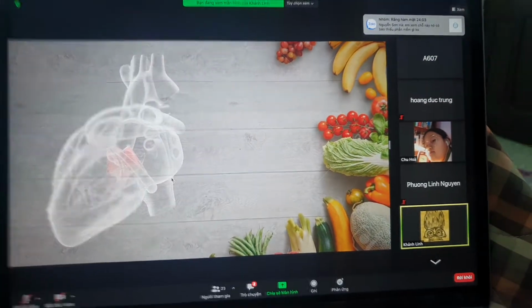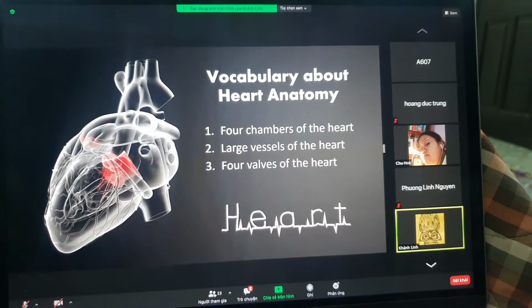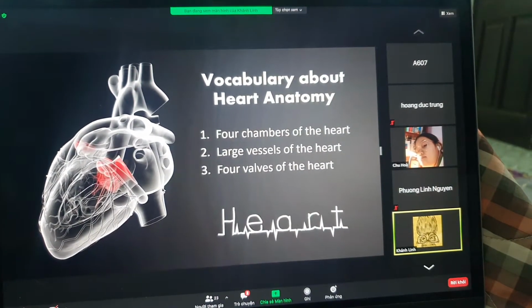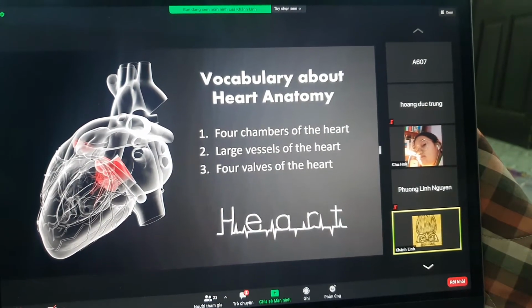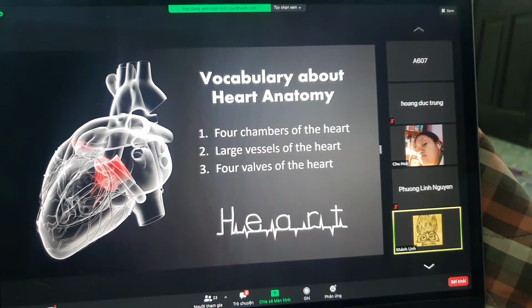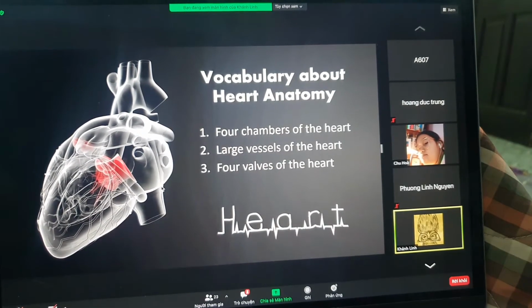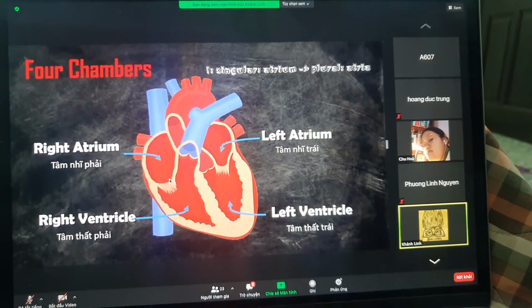In the heart anatomy, we have 3 parts. Part 1, 4 chambers of the heart. In Vietnamese, it's bốn ngăn tim. In the second part, large vessels of the heart. And the last part is 4 valves of the heart. Let's start with 4 chambers.